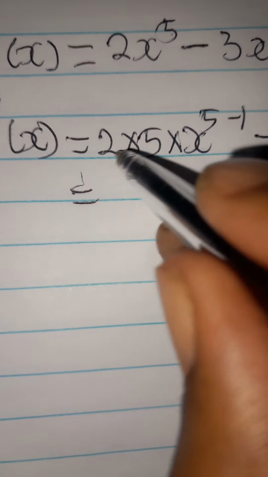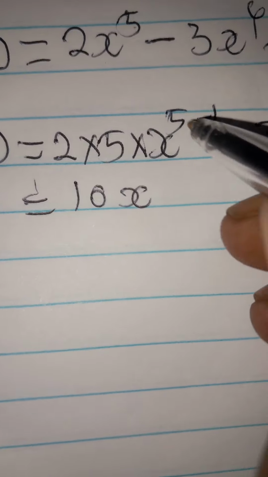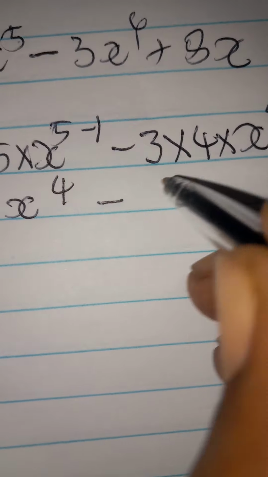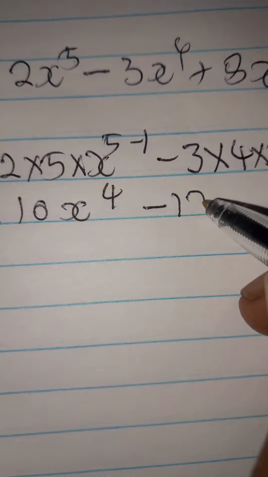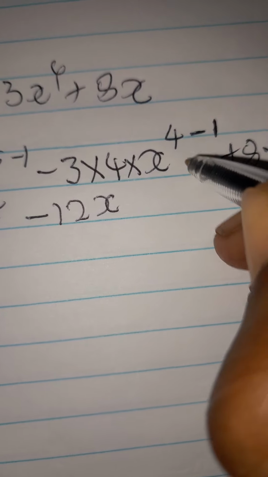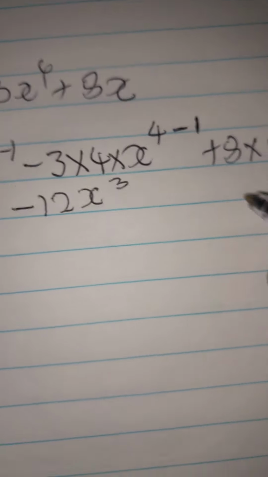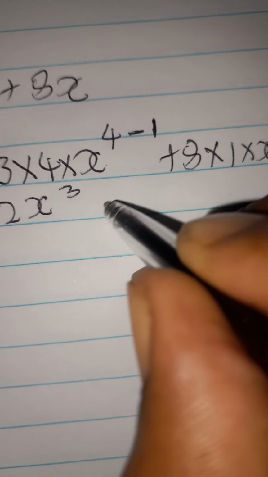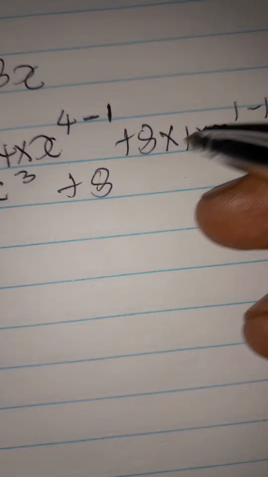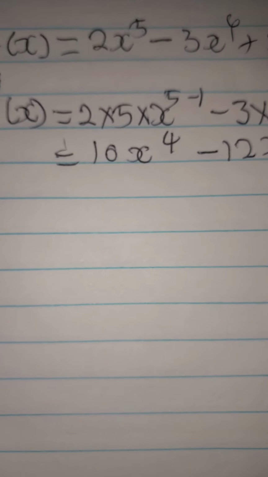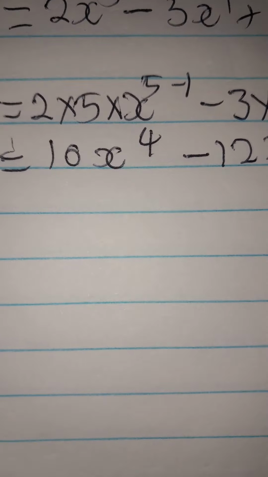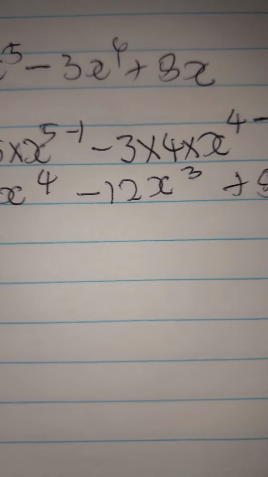So 2 times 5, it's 10. Then 5 minus 1, that will be 4. Therefore, 3 times 4, that will be 12. Then 4 minus 1, that will be 3. Therefore, 8 times 1, that will be 8. Okay, 1 minus 1, we are going to have 0, because x to the power of 0 is 1. 1 times 8 is going to be 8. You will end here in this case, right? It's very short, so that's why it's 3 marks.